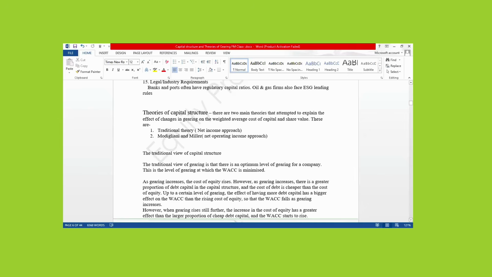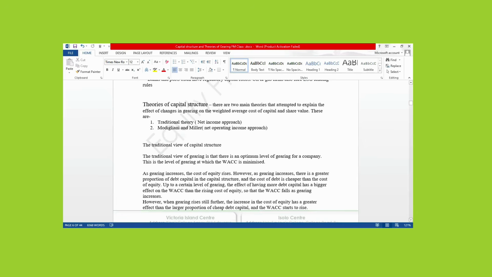So according to the traditional theory, your choice of capital will affect your value. How you choose to finance your business will have impacts on the value of the business. You must choose wisely. Once you achieve the optimal level of gearing, your WACC will be at minimum. At that point, you must not introduce gearing again to the business.